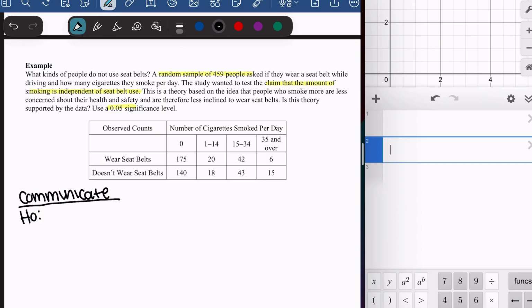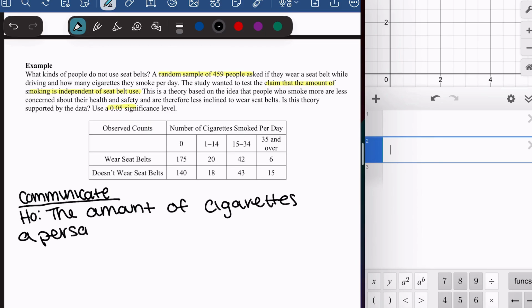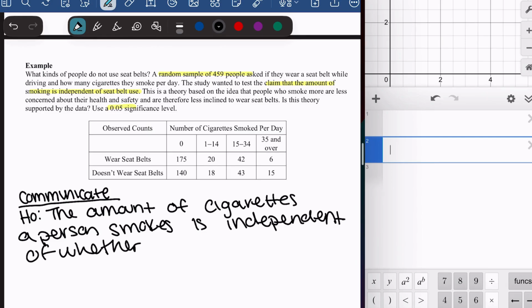A random sample of 459 people were asked if they wear a seatbelt while driving and how many cigarettes they smoke per day. The study wanted to test the claim that the amount of smoking is independent of the use of a seatbelt. That theory is based on the idea that people who smoke more are less concerned about their health and safety, therefore less inclined to wear a seatbelt. Is this theory supported by the data? Use a 0.05 significance level.